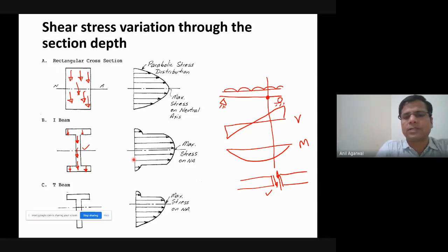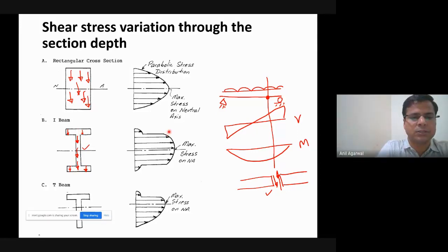As a consequence, you can see most of the shear stress actually acts where the web is. So the web part contributes the maximum of the shear force demand. If you apply any particular shear force, let's say at this location, there is a certain shear force demand. If you take that shear force and divide it by the total cross section of the web, you will get the average stress.